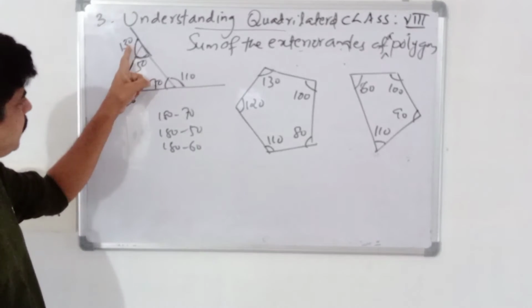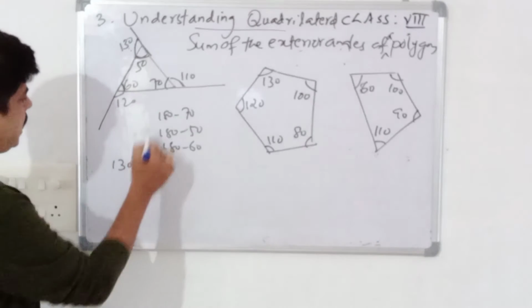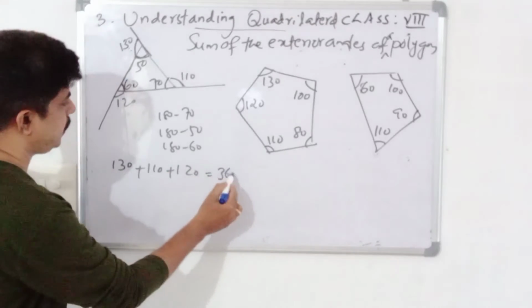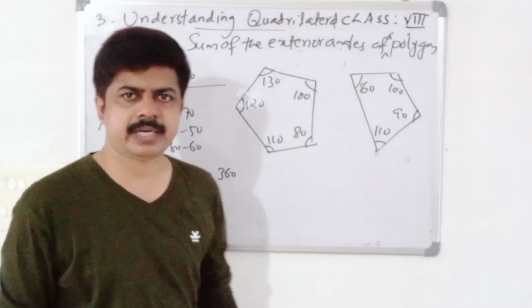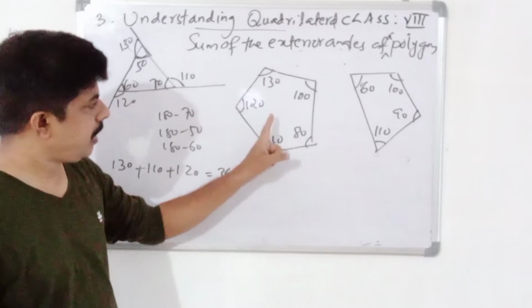Now let us see the sum of the exterior angles. What is the sum of the exterior angles? 130 plus 110 plus 120 is equal to 360. The sum of the exterior angles of a triangle is 360. Now let us see what will be the sum of the exterior angles of a pentagon.